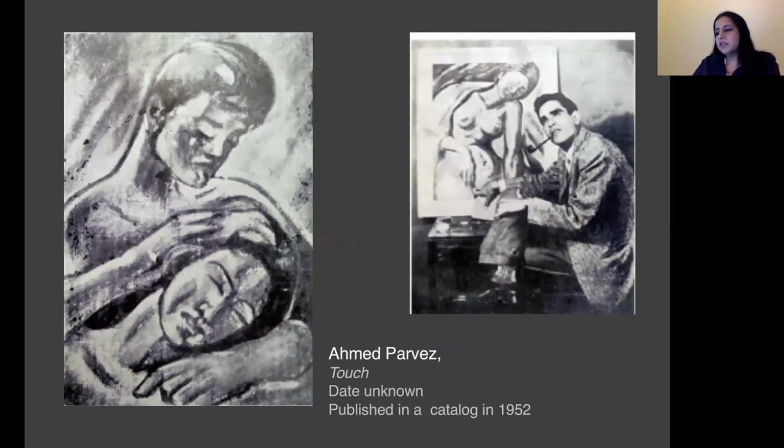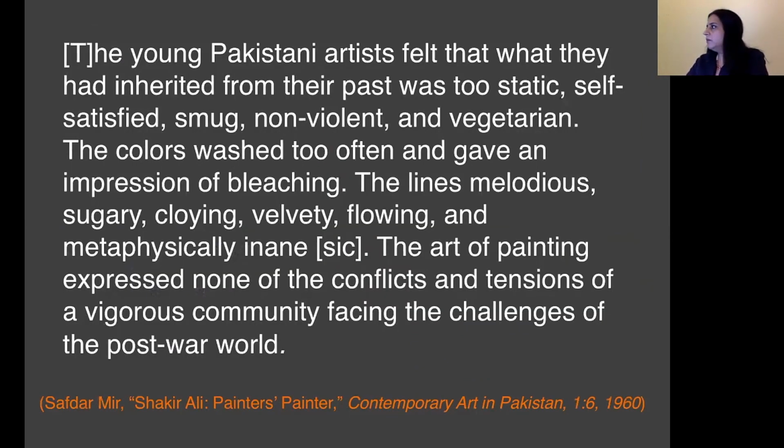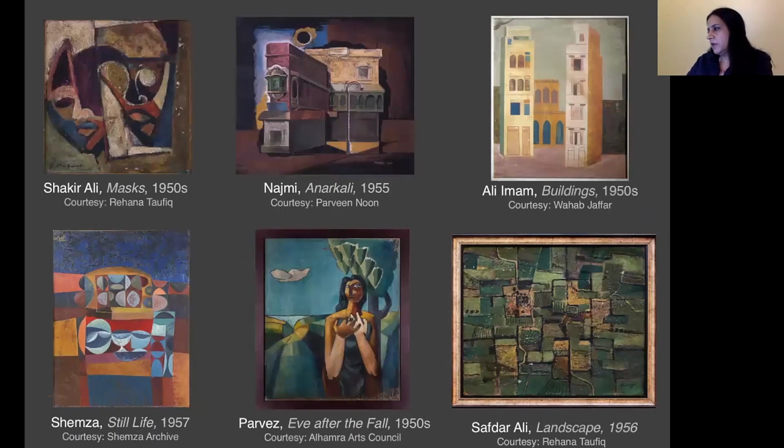Safdar Mir, the professor of English literature that I mentioned already, elsewhere writes that these, and I'm going to read from the slide, "the young Pakistani artists felt what they had inherited from their past was too static, self-satisfied, smug, non-violent, and vegetarian. The colors washed too often and gave an impression of bleaching. The lines melodious, sugary, cloying, velvety, flowing, and metaphysically inane. The art of painting expressed none of the conflicts and tensions of a vigorous community facing the challenges of the post-World War."